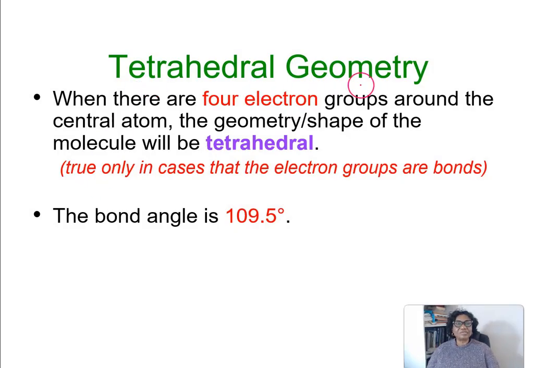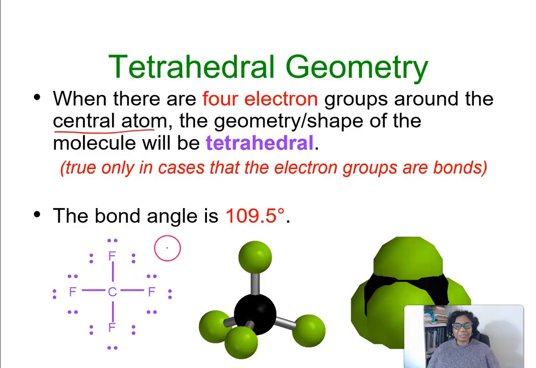Tetrahedral geometry results when you have 4 electron groups around the central atom. All the electrons are bonded. The bond angle is 109.5. Examples are CF4, CH4, CBr4. These are some examples.